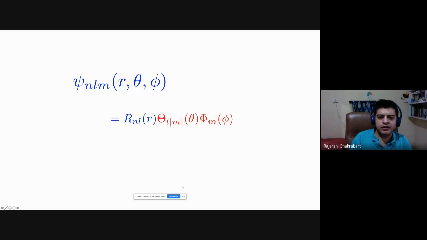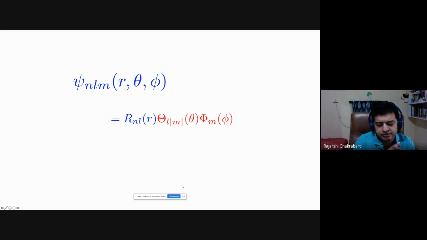If you solve the R part, you also get functions. The phi part is very simple. You remember the exponential of plus minus i m phi kind of solution. The theta part has this P of h, where h is cos theta, and then you have other things also.